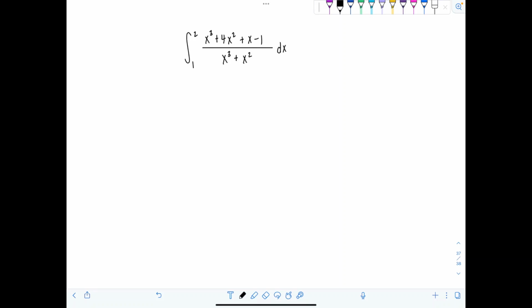It's Tuesday, December 6th, 2022, and here's the integral of the day. I got a definite integral for you people from 1 to 2 of x cubed plus 4x squared plus x minus 1 over x cubed plus x squared dx.